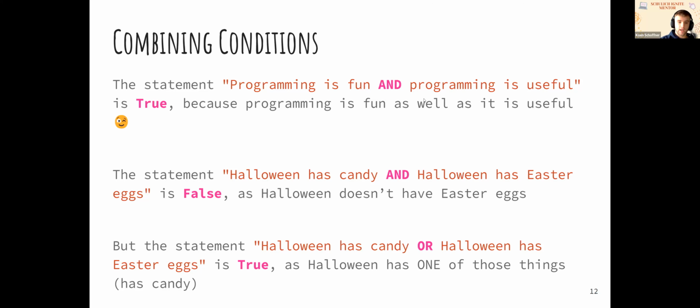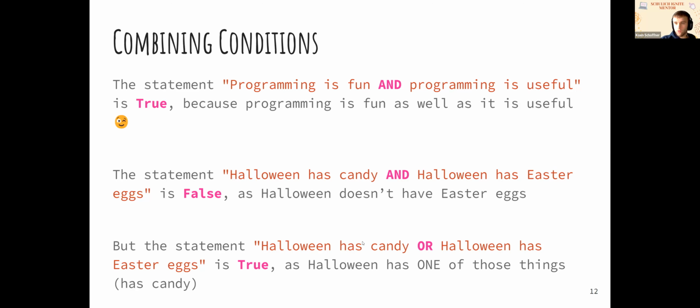But if we have the statement where Halloween has candy and Halloween has Easter eggs, this returns false, because one of the two statements is false. Halloween doesn't have Easter eggs, obviously. So this entire statement would return false. If you were to print this, and let's say these were variables, this would return false.